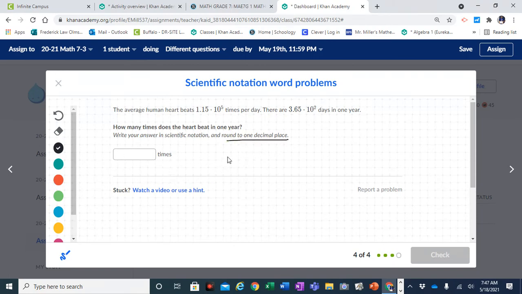So we're going to do 1.15 times 3.65. Then we're going to do 10 to the fifth times 10 to the second. So remember, when you are multiplying, these exponents need to add. So that means this is going to become 10 to the 7th.